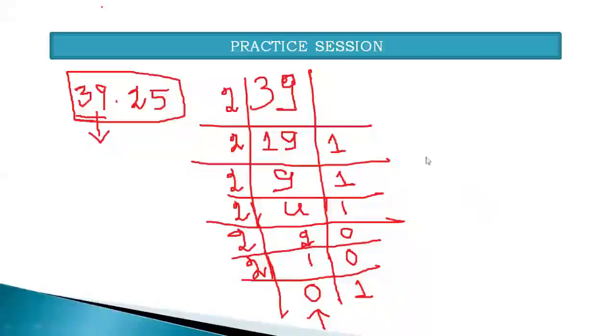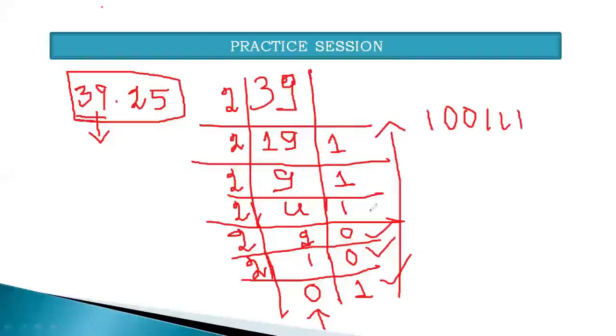So this was the output we have seen. You need to note down the remainders from bottom to up manner. That means whatever remainder you are getting, just note down from bottom to up, and the output will be 1 0 0 1 1 1. So this is the final output of 39, which is the decimal number.